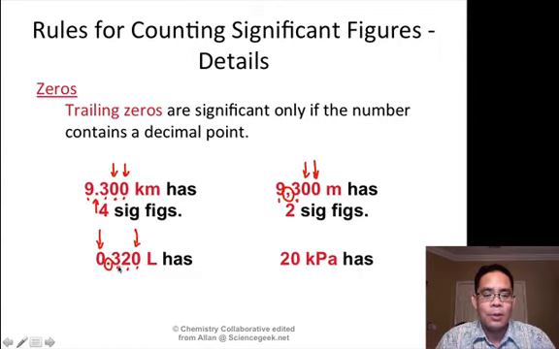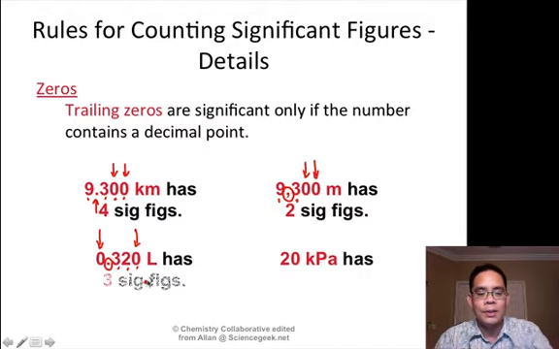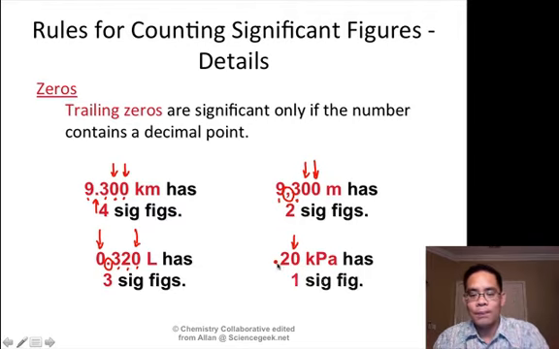The 2 count and the 3 count, so I have 3, 2, 0. There's 3 sig figs on this one. And then last but not least, I have no decimal again. I have a 0 that's trailing, no decimal. That means I only have 1 sig fig. 2 is the only one that counts. So this is how we count with trailing zeros.